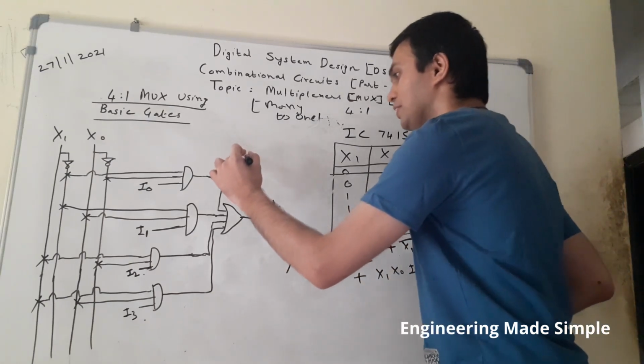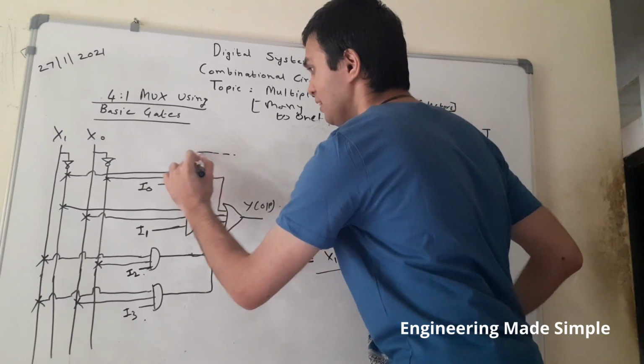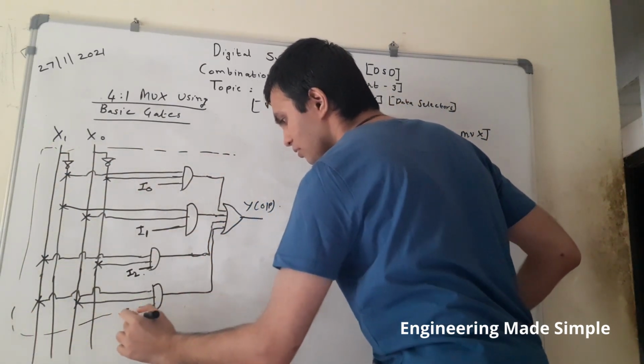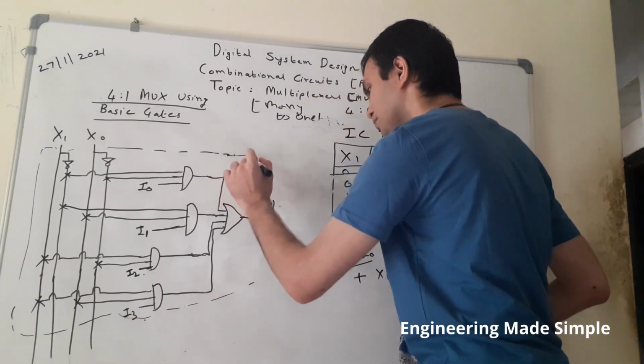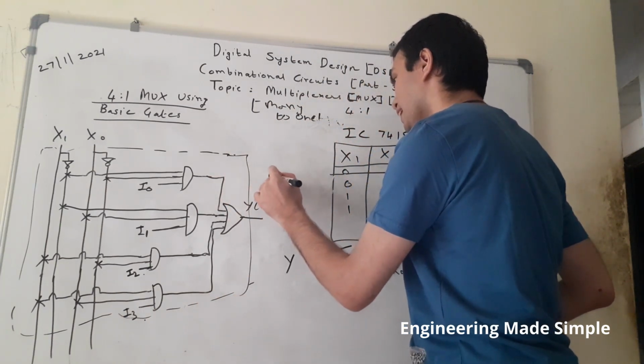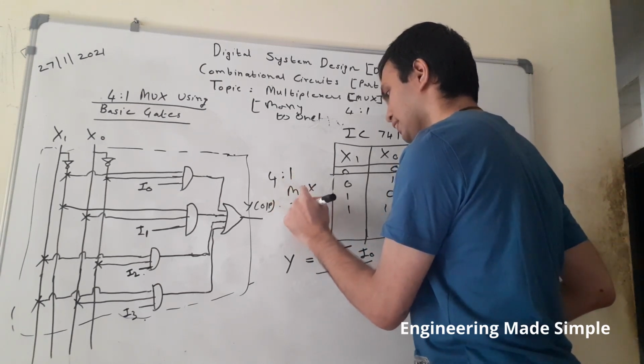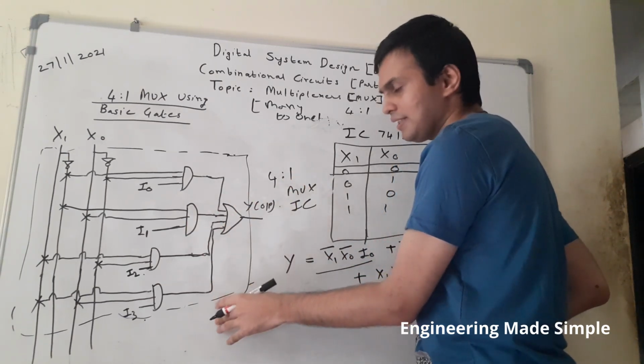So this is nothing but what is inside the 4:1 multiplexer IC. So this entire circuitry is inside that IC.